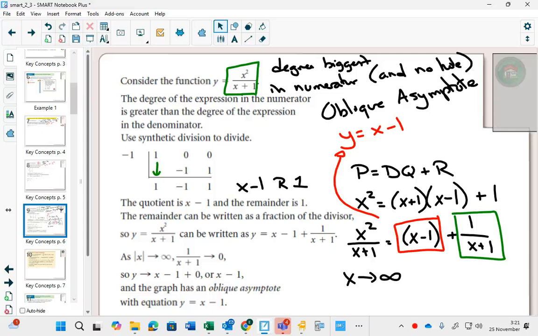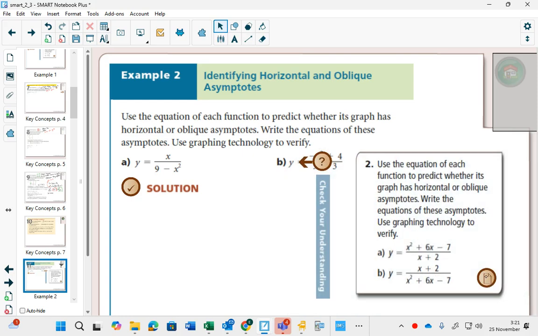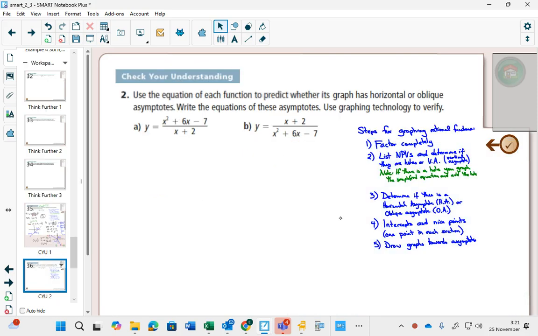So, to find your oblique asymptote, all you need to know is you can use synthetic division. You can ignore the remainder, just your answer is your oblique asymptote. So with that in mind, we can go to example 2, and the steps are still the same. We follow the steps. So people that like steps, you're going to like this unit, because once you get those steps down, you're going to do that for every single graph. And your graphs are going to all look different, but you're just following the same steps every single time.